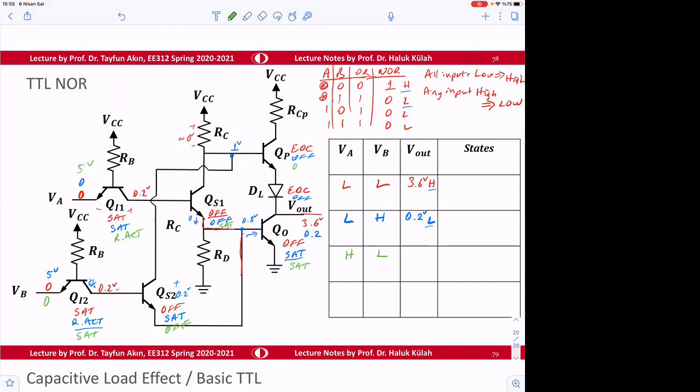And in this case, this will also be off, and this will also be off. So again, we have SAT here, therefore output is going to be 0.2 volts.